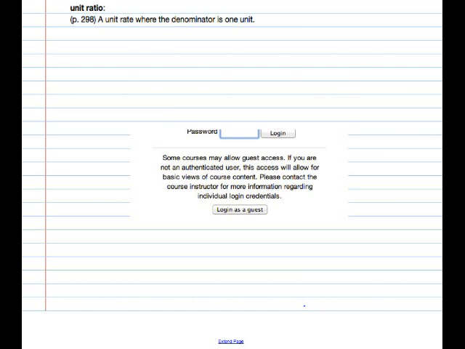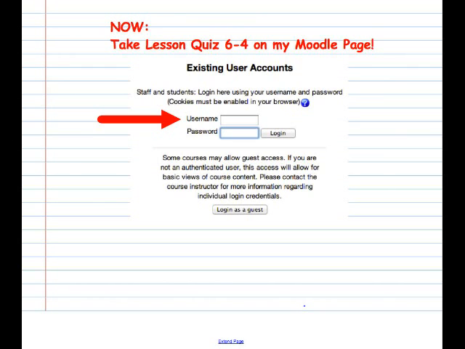A unit ratio is a ratio where the denominator is 1 unit. That's the only vocabulary in this lesson. At this point, you should quit the video.